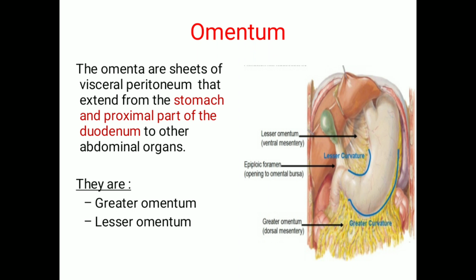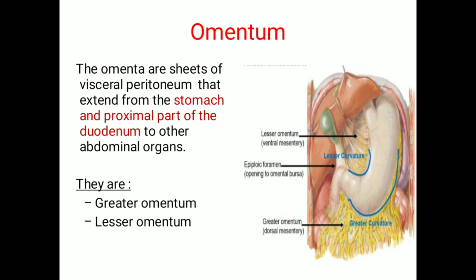So greater omentum consists of 4 layers of visceral peritoneum. It descends from the greater curvature of the stomach and the proximal part of the duodenum. Then these folds, or you can say layers, fold back up and attach to the anterior surface of the transverse colon. So ultimately forming the 4 layers of visceral peritoneum.